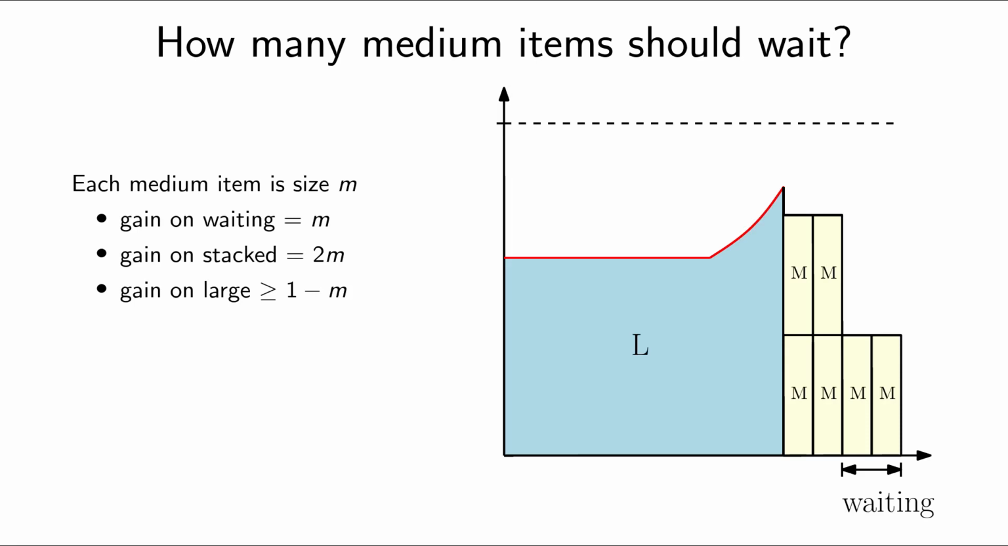Let's inspect the gain of the algorithm for a given m. Waiting items are size m. Stacked items are size 2m. Moreover, waiting items contribute to gain on large items even if they are not directly combined with them. Recall that we always attempt to combine medium and large items. Hence, if some medium items wait, then large items were big enough so they were never combined. Precisely, the gain on each large item is both larger than 1 minus m and larger than the threshold of its knapsack.